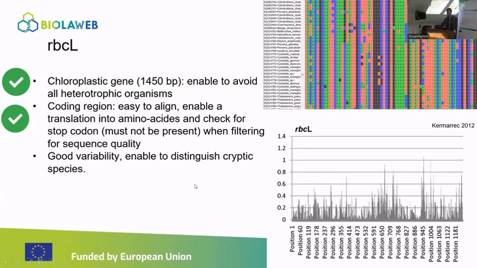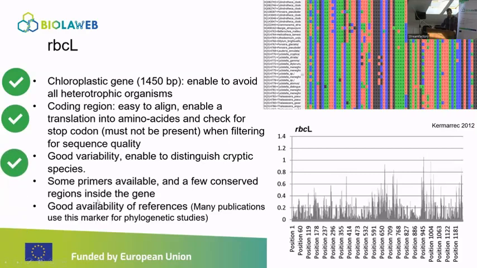By experience, we were able to distinguish cryptic diversity, so diversity inside species. You can see here, again, this Shannon diversity index and the level of diversity, the entropy, along the position. So good point. And some primers are available. There are a few conserved regions inside the gene. You can see here, so maybe we can set our primers here.